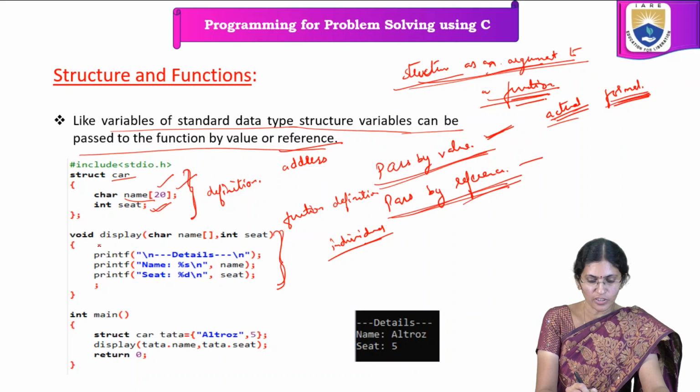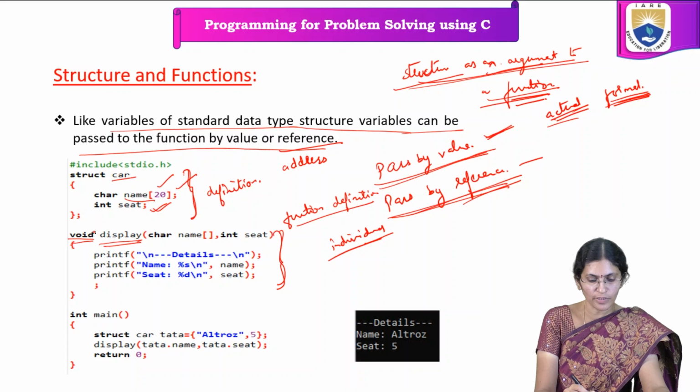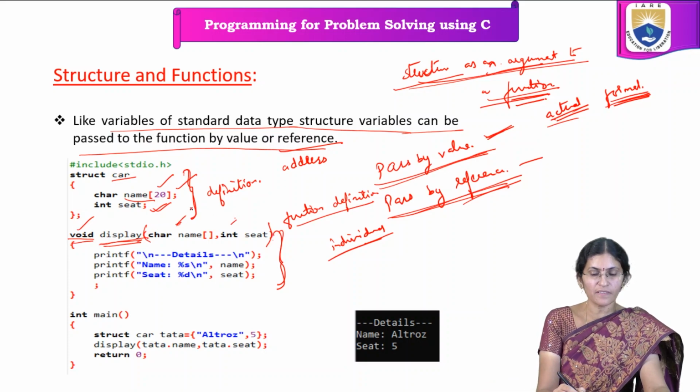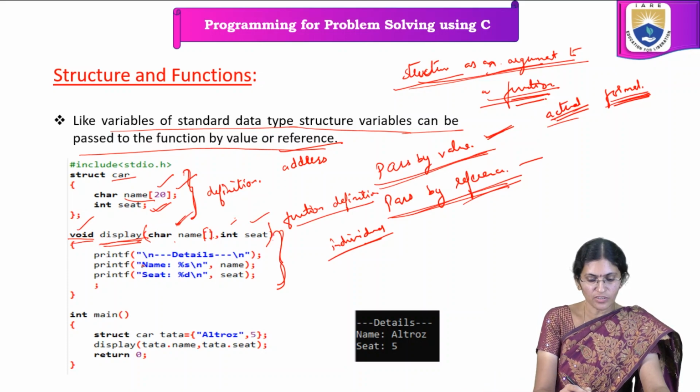In the function definition, we need to mention the return type of the function. It does not return anything, therefore it is void. The name of the function is display, and inside this we give the parameters. These are called formal parameters. The first one is an array of characters; by using this symbol we can say that this is an array of characters. The next one is an integer value. With the help of the printf statement we are printing this name and seat. Now coming to the main function.